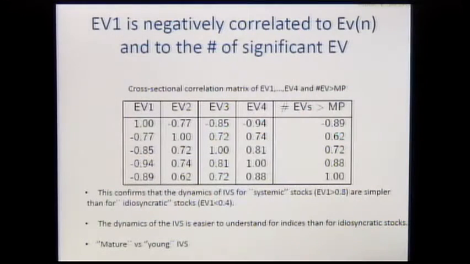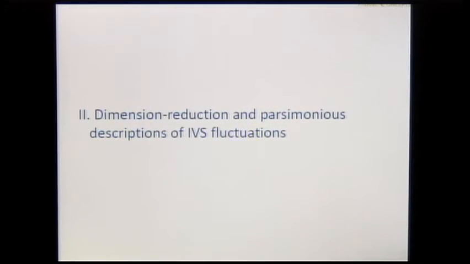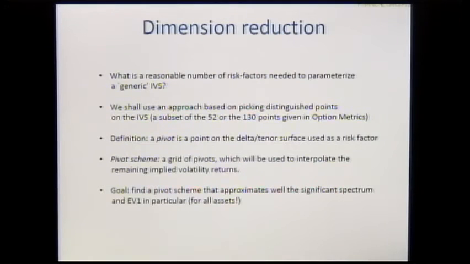So, okay, let's skip this. So this is it. What is a reasonable number of risk factors needed to parameterize a generic implied volatility surface? Since we're inspired by this PCA analysis, let's take the 52 points or whatever. Let's call a point on the delta-tenor surface a pivot. How many? Now we want to take that surface and model it. The surface is like a bunch of things like this.